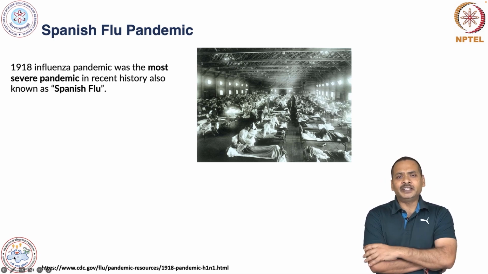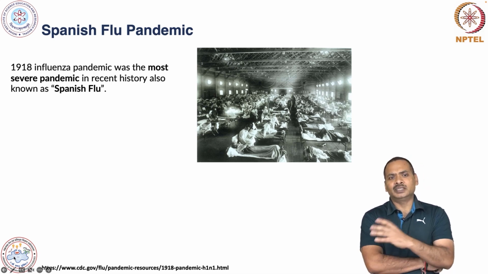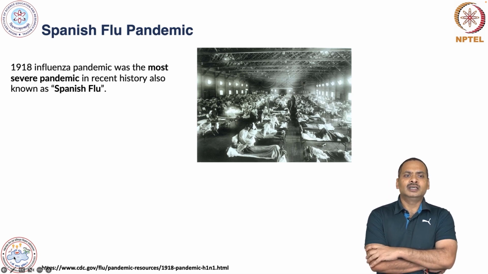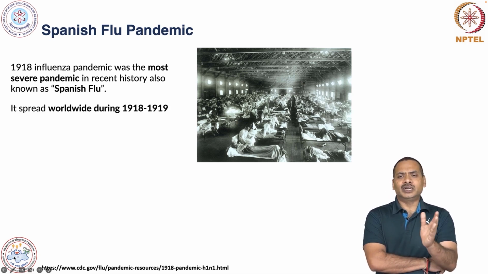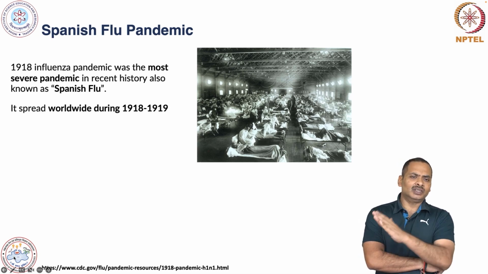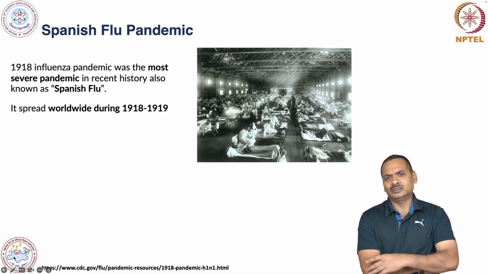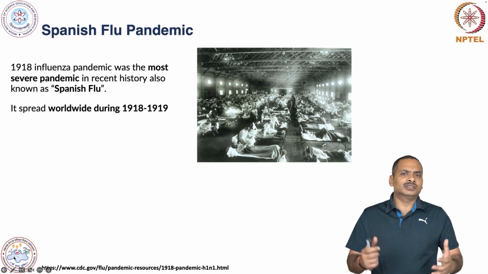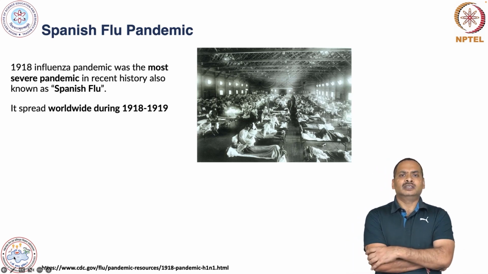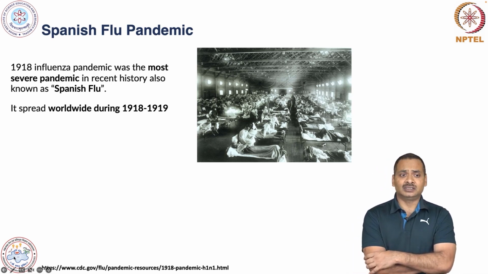So, Spanish flu caused a pandemic in 1918, and it spread from 1918 for several years. It's not only 1919. After 1918, for several years it was spreading and causing disease as well as fatality.